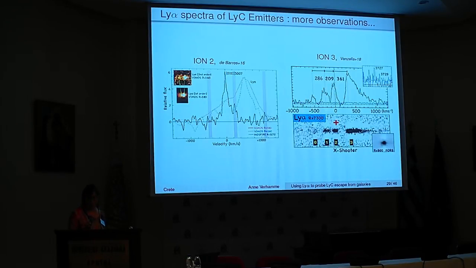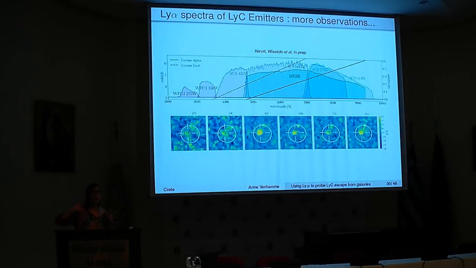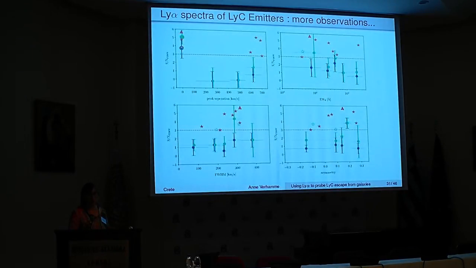Also, inside the MUSE collaboration with Josie Kerut, the PhD student of Lutz, we are working on knowing the redshift of Lyman alpha emitters detected with MUSE, and we are probing their Lyman continuum emission from an HST survey conducted by Pascal Hoesch, and we found some candidates for Lyman continuum emission. But when we check the correlation of the Lyman alpha properties with these detections, it's much less clear than what I showed on the local leakers.